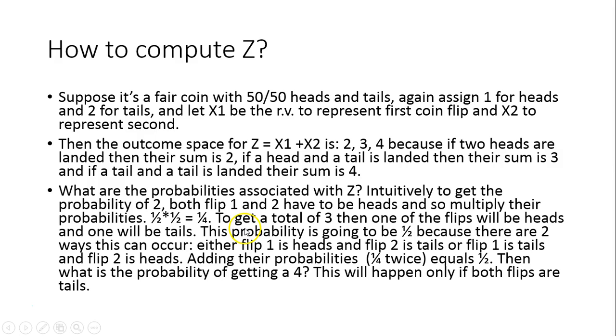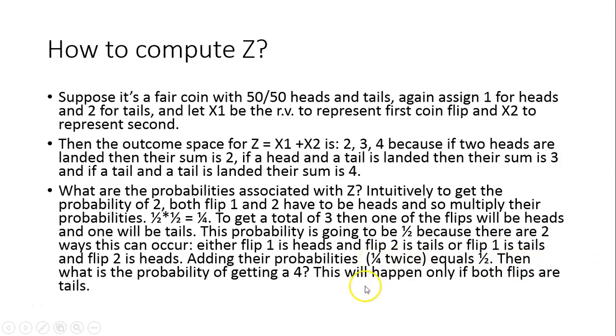To get a total of 3, one of the flips will be heads and the other one tails. This probability is going to be 1/2 because there are 2 ways it can occur. Either flip 1 is heads and flip 2 is tails, or flip 1 is tails and flip 2 is heads.